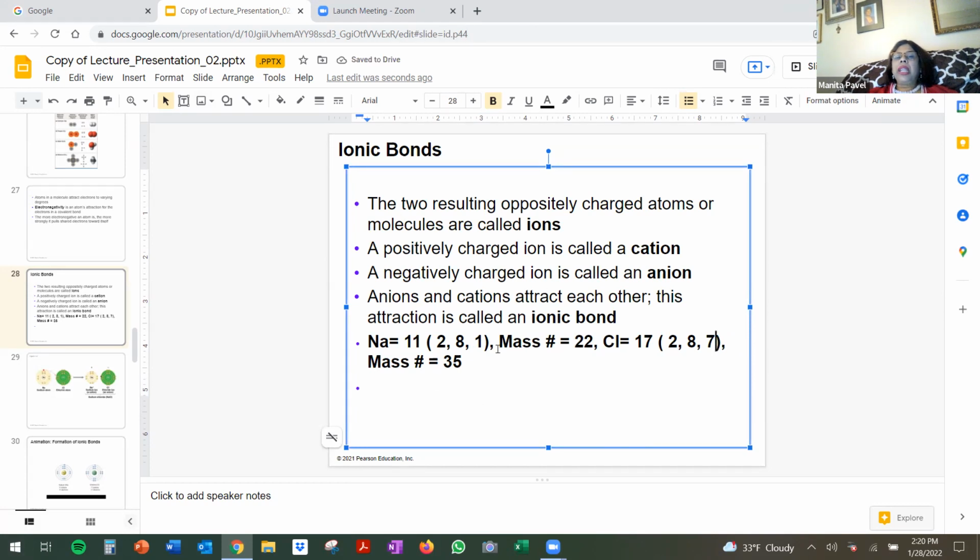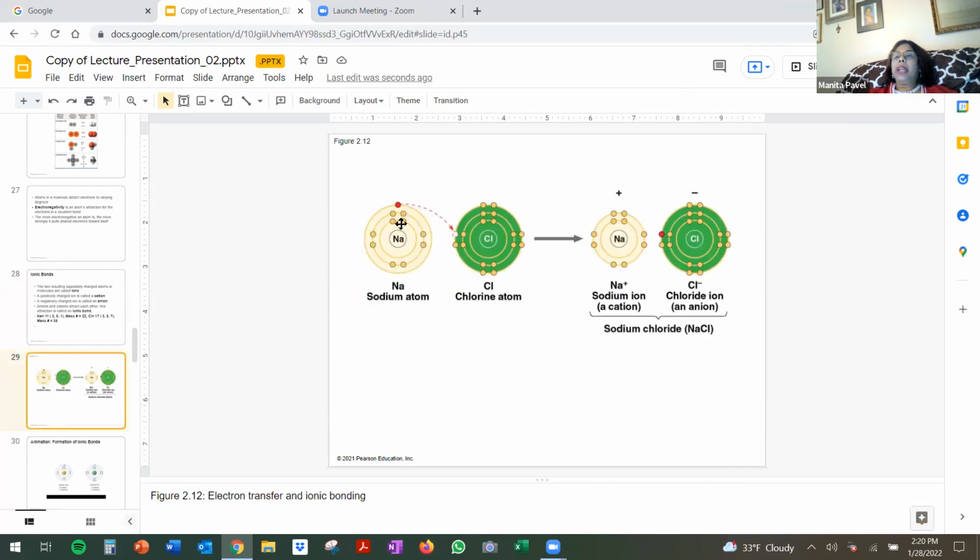Now, is it easy? We'll go to the illustration. So you had 11, first orbital 2, second orbital 8, 2 plus 8 is 10, 11 minus 10 is 1. It has one valence electron. Chlorine, 2, 8, and 7. Is it easy for sodium atom to donate an electron to chlorine or for chlorine to donate it to sodium? It's easier to give 1 than to accept 7.